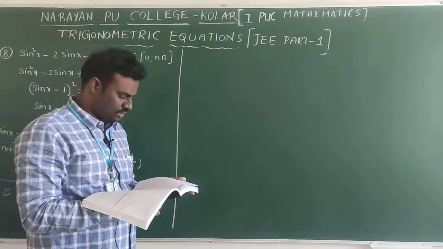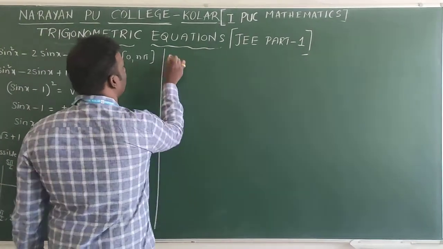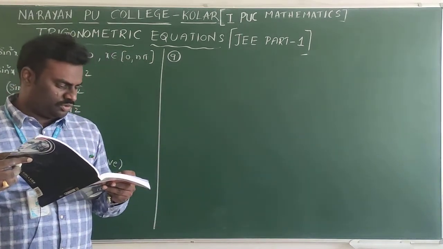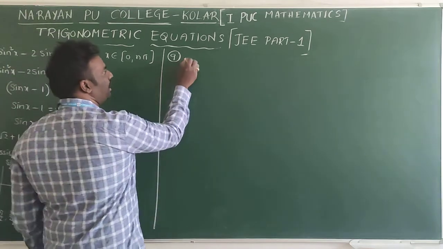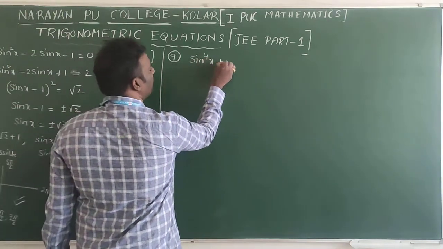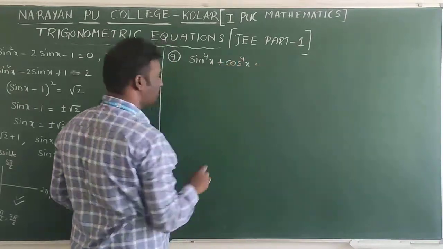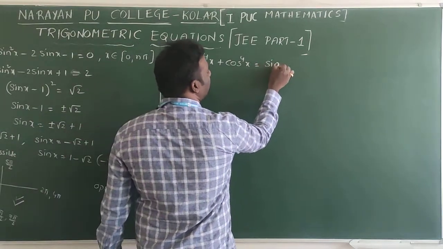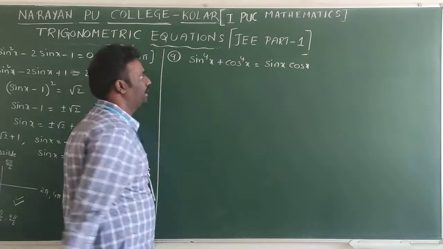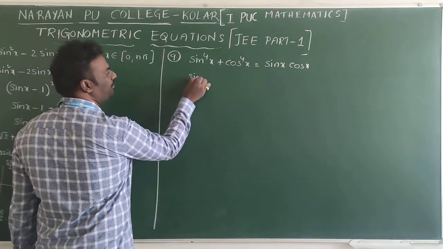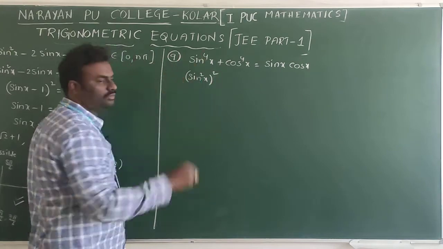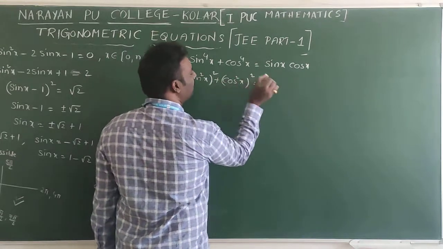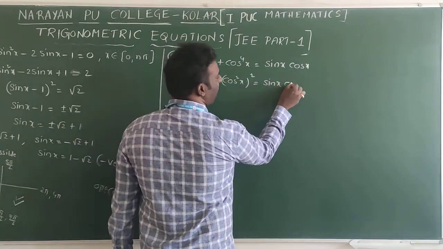Next, question number 9. In question number 9, the total number of solutions for sin power 4x plus cos power 4x is equal to sin x cos x. Okay. Now it can be written as sin square x whole square plus cos square x whole square, that equals sin x cos x.